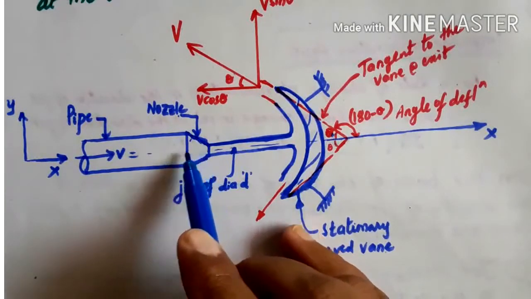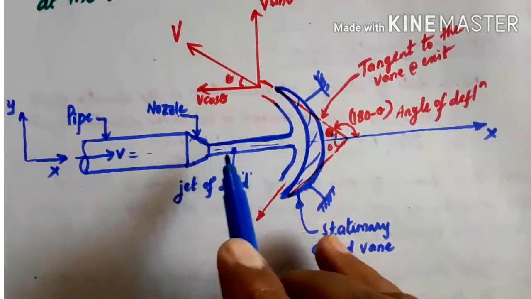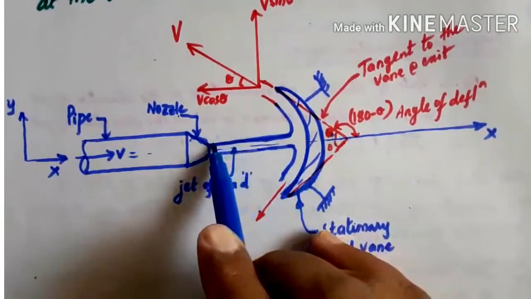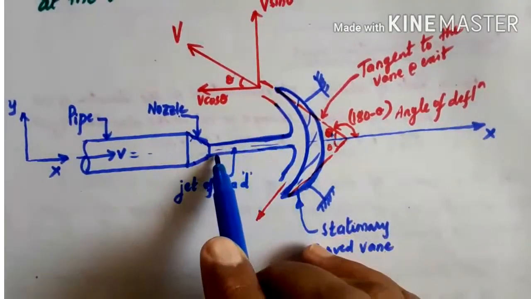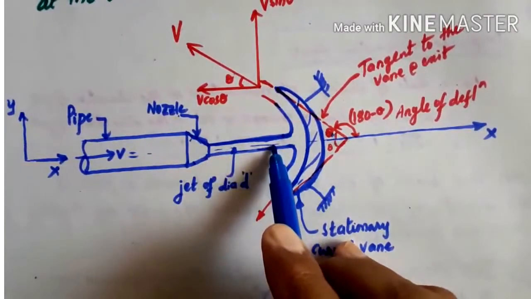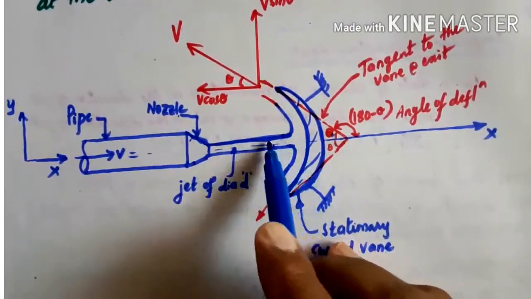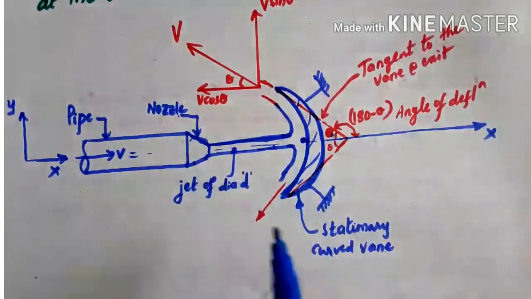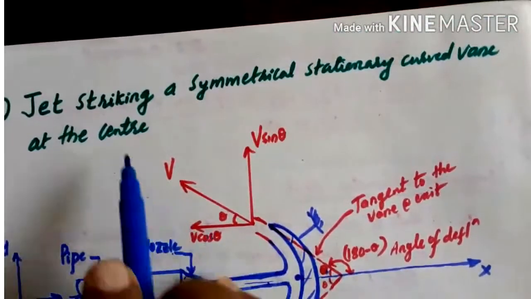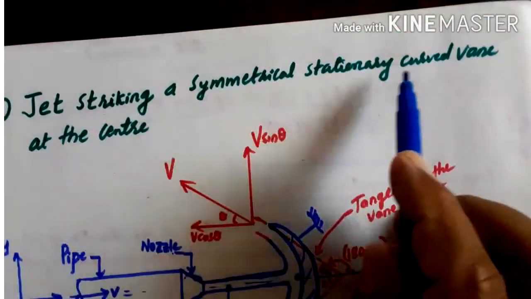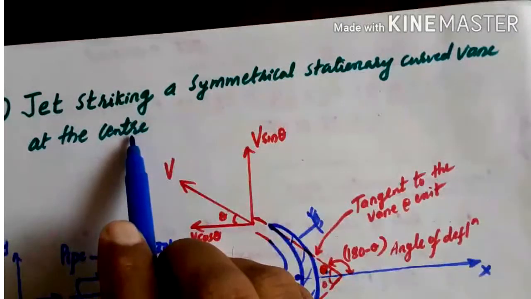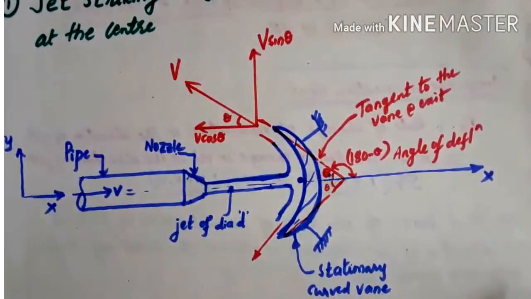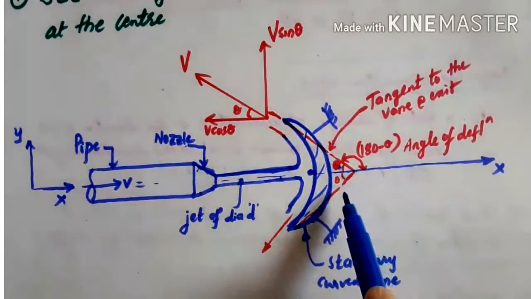When the water comes out from the nozzle, it comes in the form of a circular or non-circular jet with high kinetic energy. Then it comes and hits the vane, and it is hitting at the center. That is our first case: a jet striking a symmetrical stationary curved vane at the center. We need to calculate the hydrodynamic force the jet exerts on the vane.